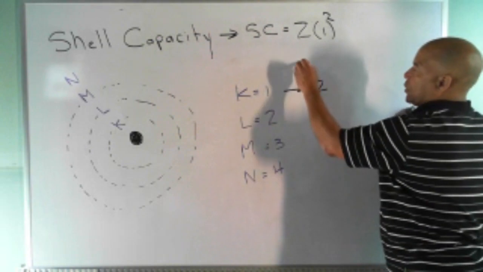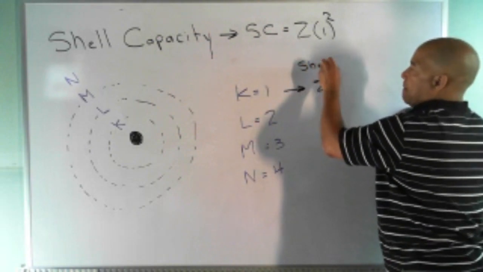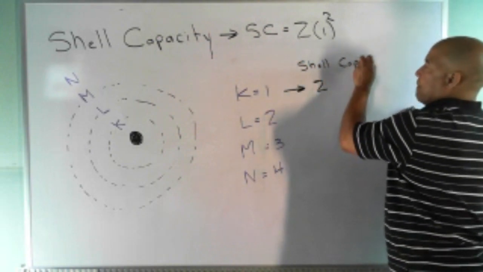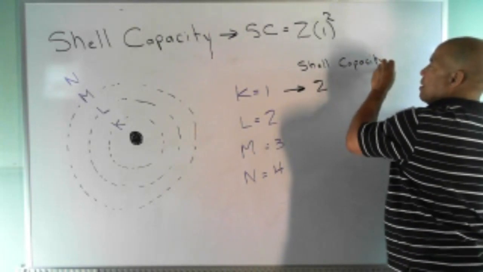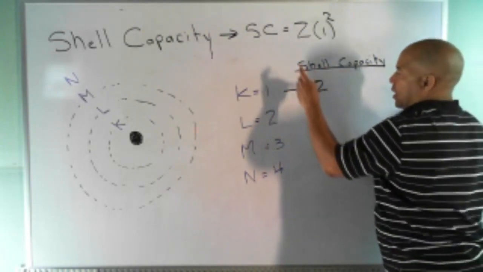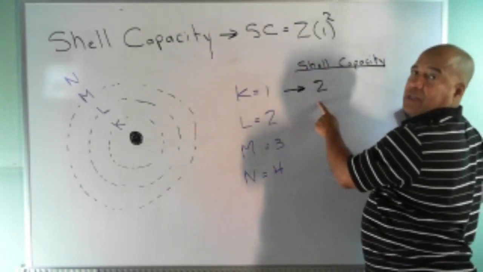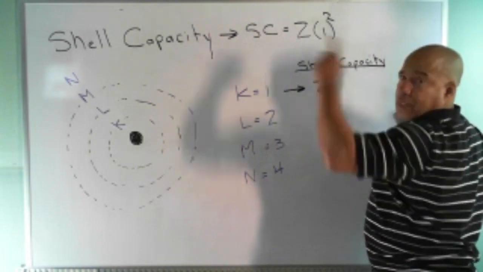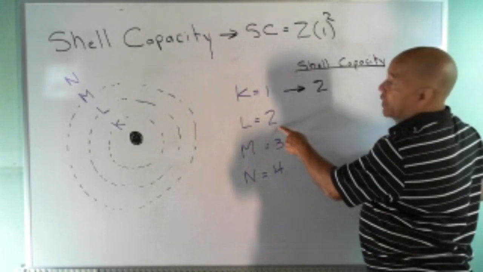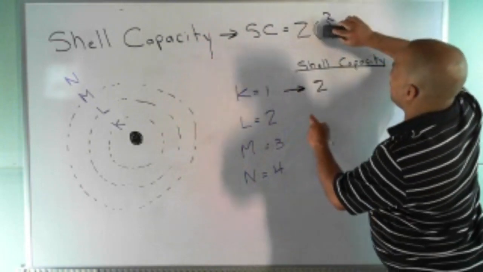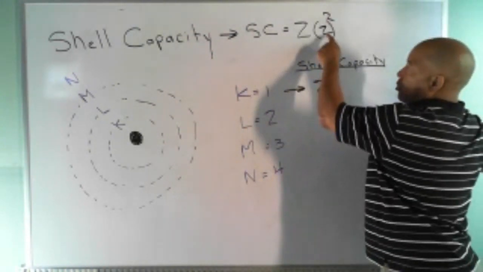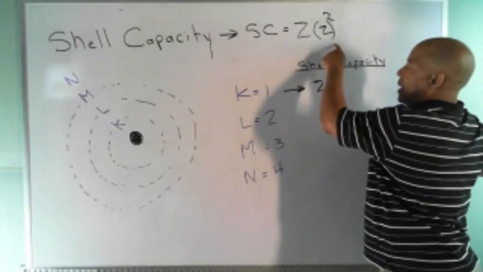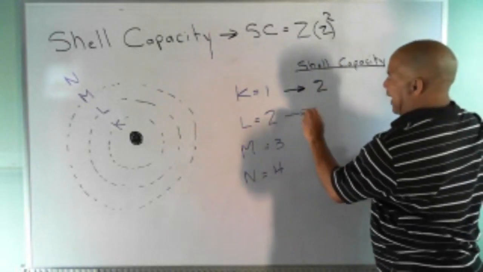So this is the shell capacity. In other words, that K shell can only hold 2. If you want to put 3 in there, you got to put it in the next shell. The L shell, let's do that one. I put a 2 in here. 2 squared is 4. 2 times 4 is 8. So this can hold 8 electrons.